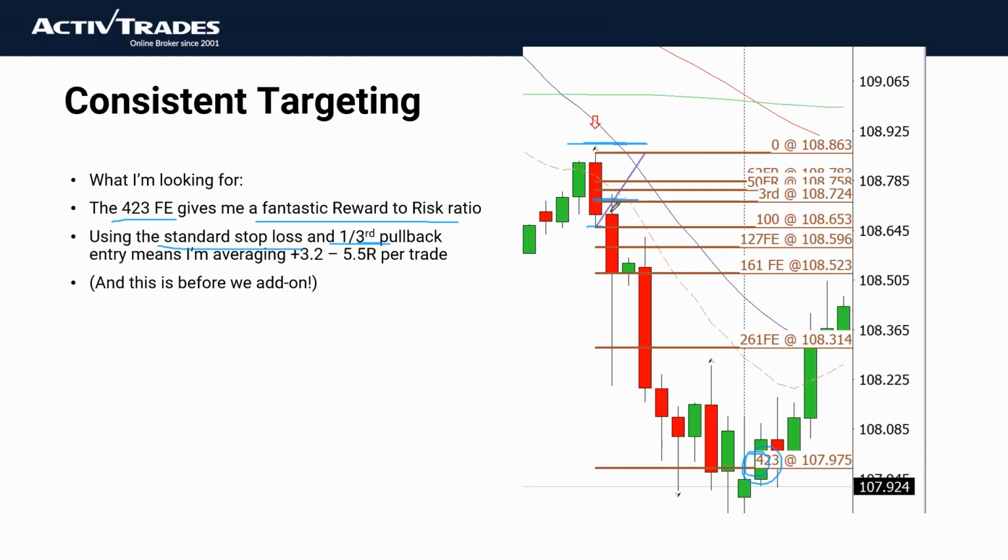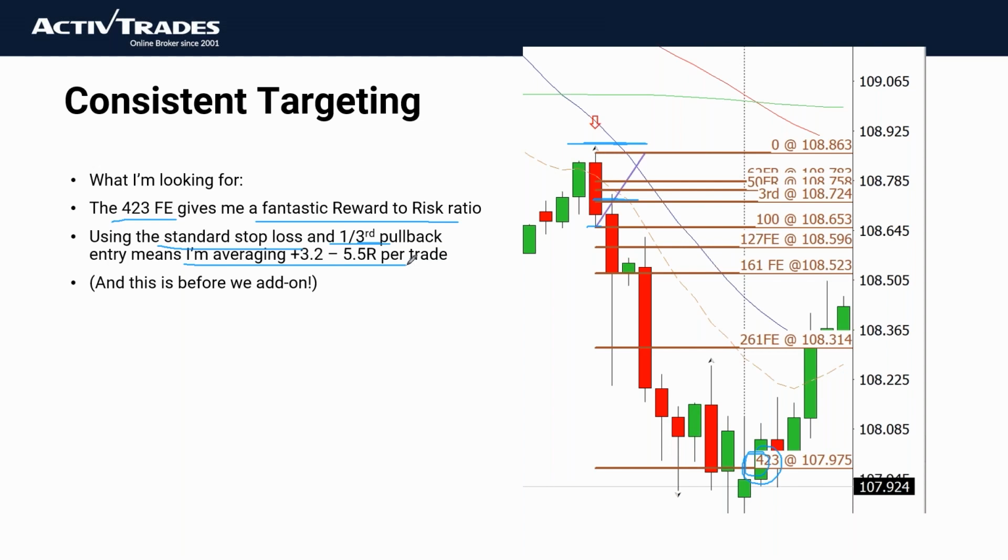improving my entry by using a third of the pullback from the candle, well then I can average somewhere between 3.2 to 5.5 R per trade. And that's quite a wide range because of the distance we're trading, the time scale you're trading, and also the spread, which can all make a difference. So it might be less on, let's say, a 1 minute chart, and it could be more on a daily chart, because the spread is going to be a smaller part of the overall trade sizing.